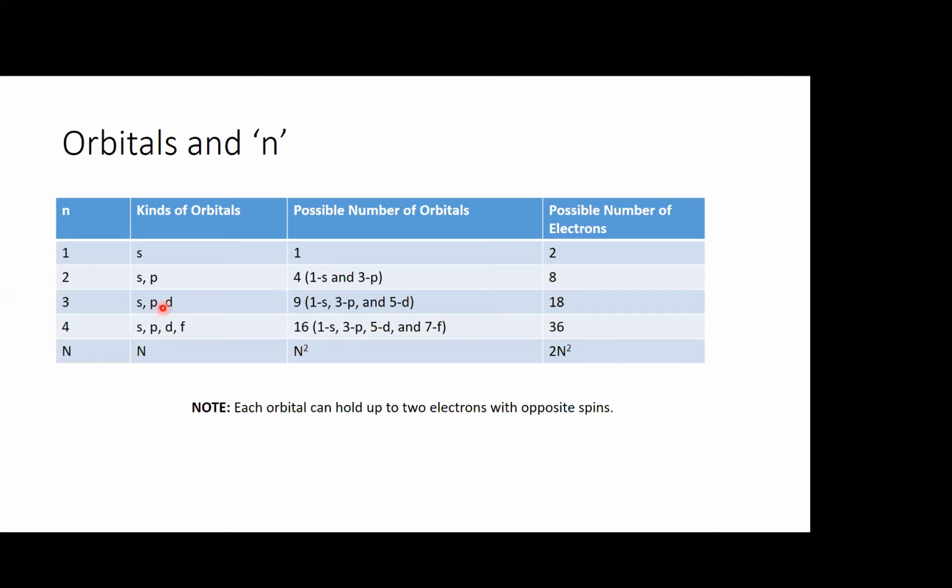The third energy level, s, p, and d, contain 1, 3, and 5 orbitals respectively, so that adds up to 9. 2 electrons in each one of them goes up to 18. So the third energy level, I can hold up to 18 electrons. The fourth energy level contains s, p, d, and f orbitals, which means 1, 3, 5, and 7 orbitals in each one of those respectively. So 16 is the total possible orbitals.